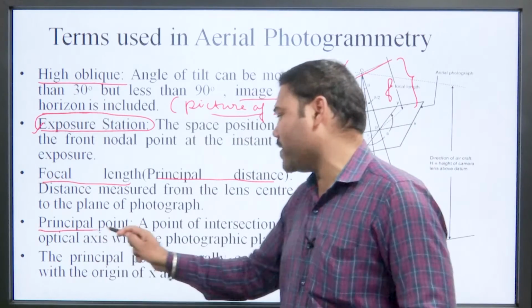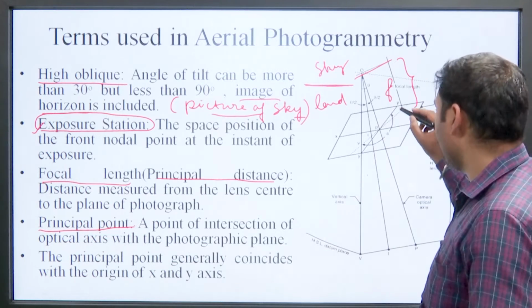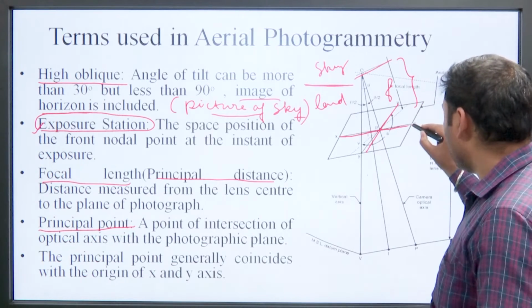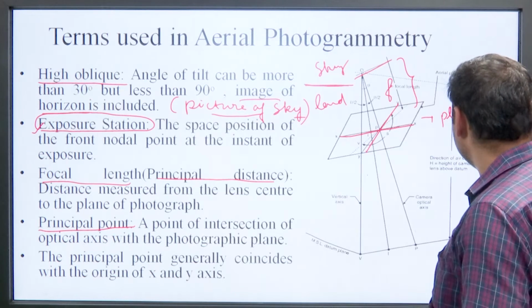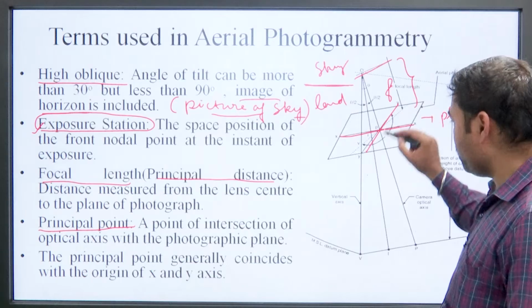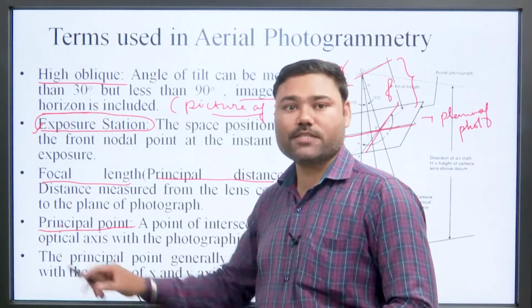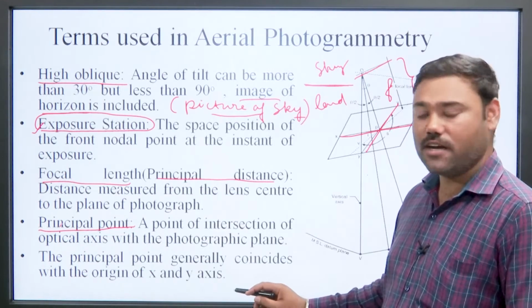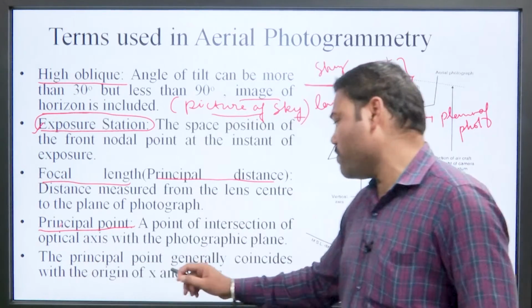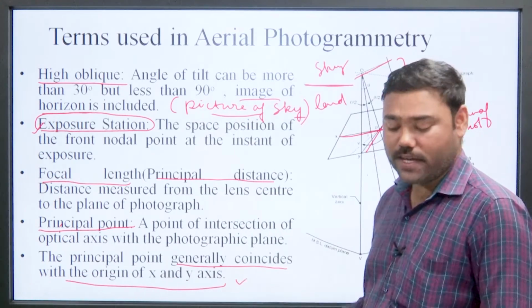Talking about principal point, it can be defined as the intersection point of the y and x axis in the plane of the photograph. In a photograph, where the y axis and x axis intersect, that point is known as the principal point. As we discussed earlier, the principal point generally coincides with the origin of the x and y axis.